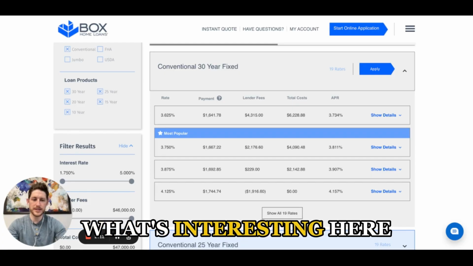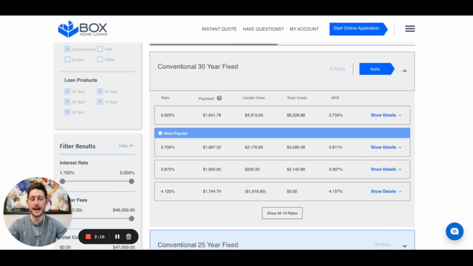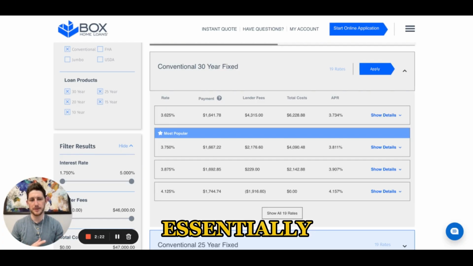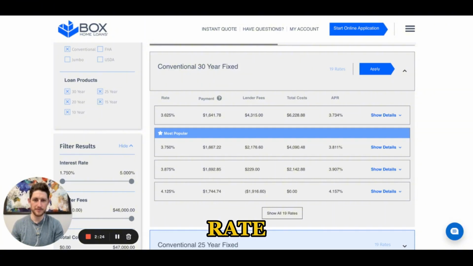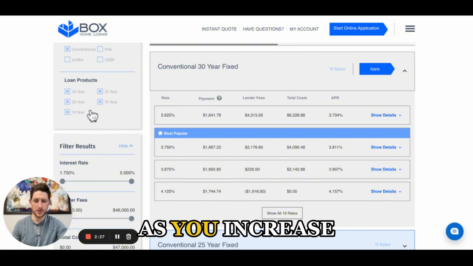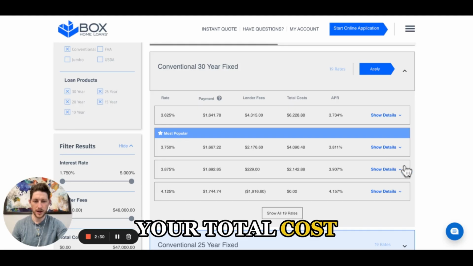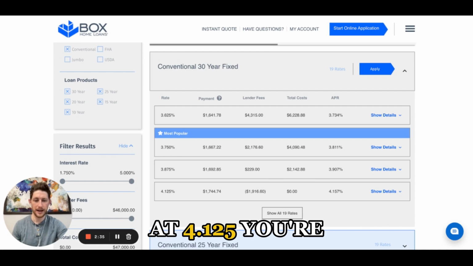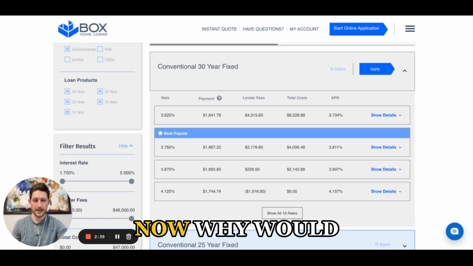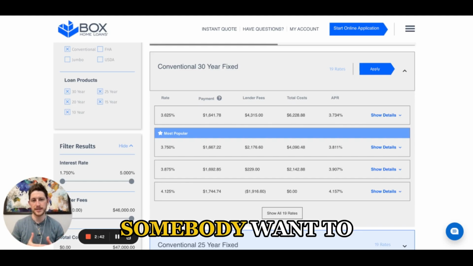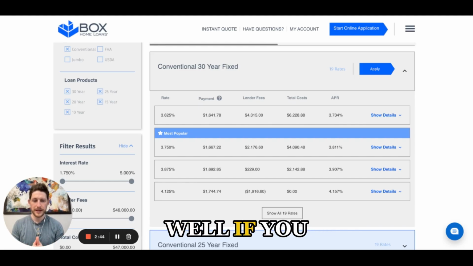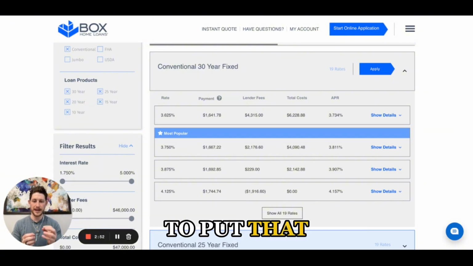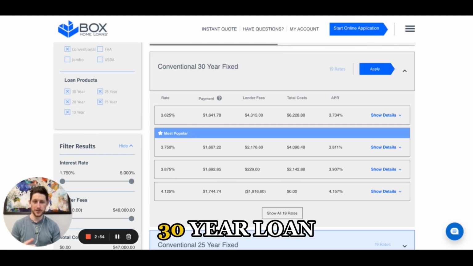What's interesting here is you can pay out of pocket for your closing costs, or you can essentially buy out the closing costs with a higher interest rate. As you can see here, as you increase your interest rate, your total costs out of pocket go down, to the point where at 4.125, you're paying zero out of pocket. Now, why would somebody want to get a higher interest rate? Well, you're paying zero out of pocket and you're deciding to put that cost into the overall cost of your 30-year loan.